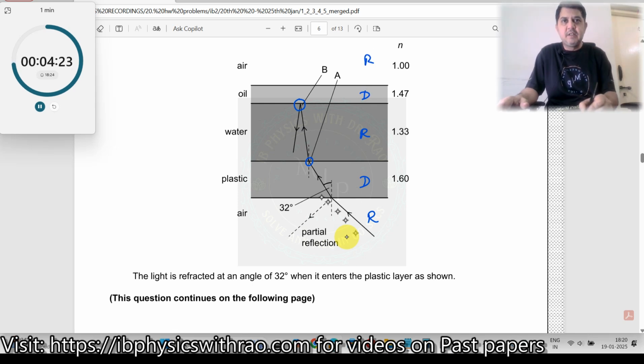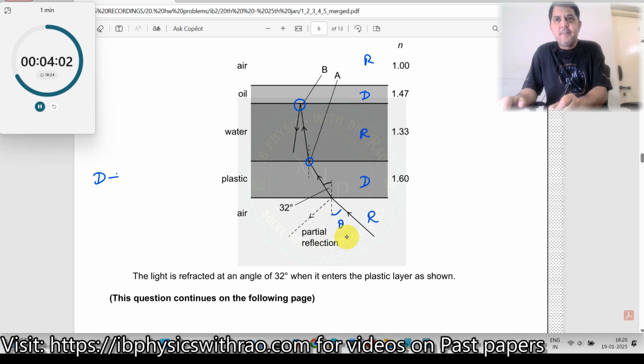Next, what should we do? When a ray goes from a rarer to a denser medium, it should bend towards the normal. Looking at this angle theta, it is definitely bending towards the normal, so I don't think any issue is there. Now let us look at this one. It's going from denser to rarer, so it bends away from the normal.